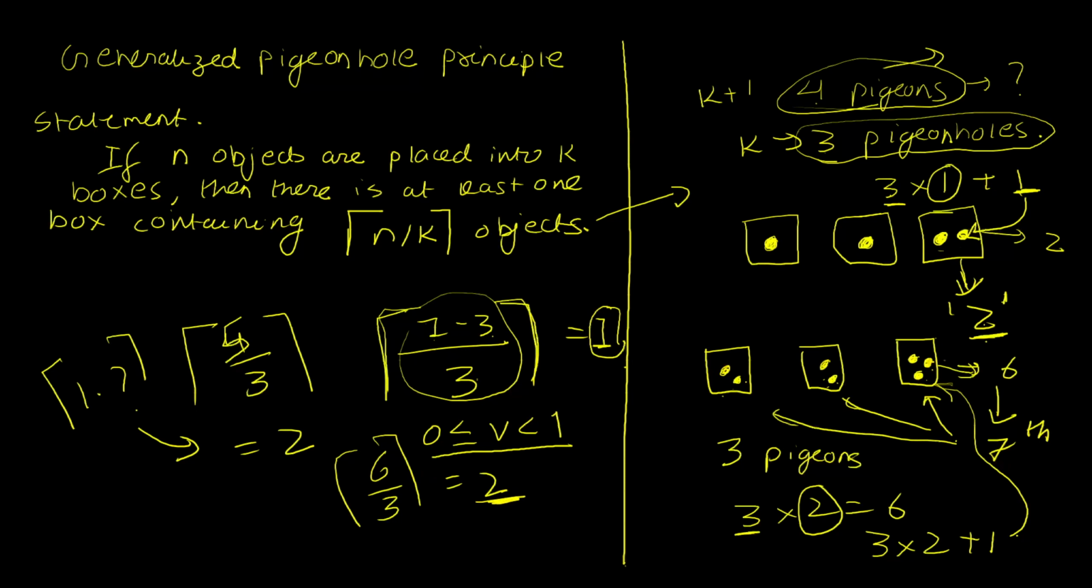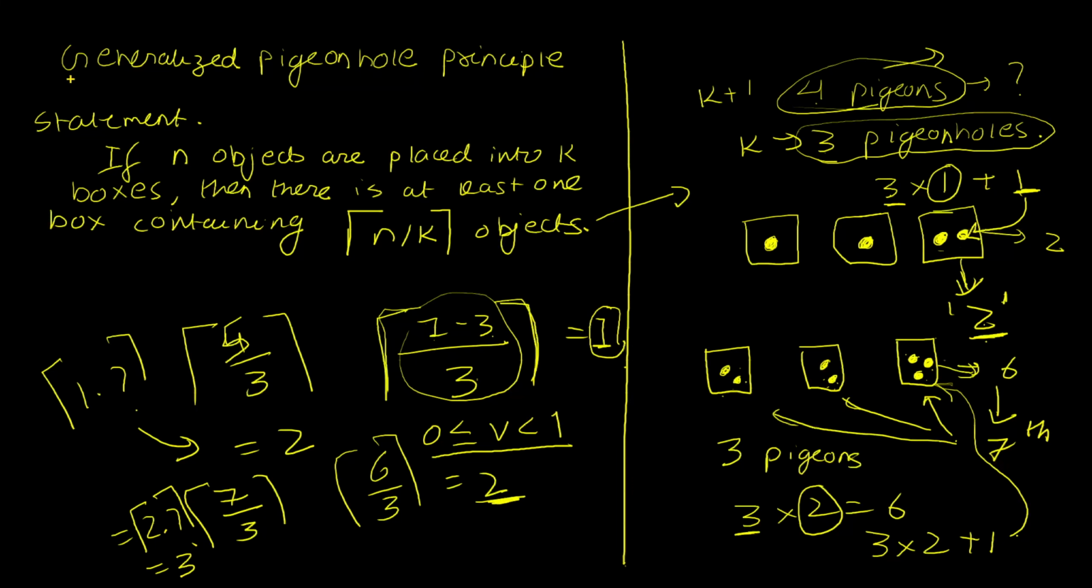Now in order to guarantee 3, I need 7, right? From this example, 3, 4, 5 and 6, 7. And if I plug 7 into this formula, I get the ceiling of 7 by 3. And this time it is 2 point something. And if I take a ceiling of 2 point something, I get a 3.